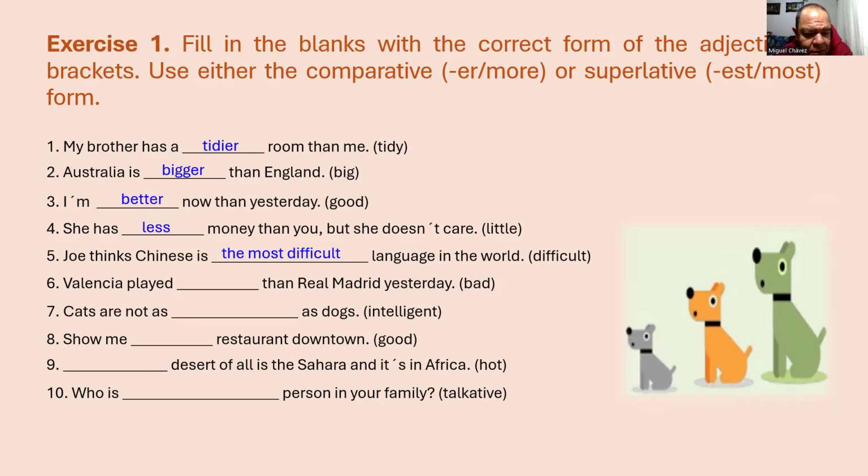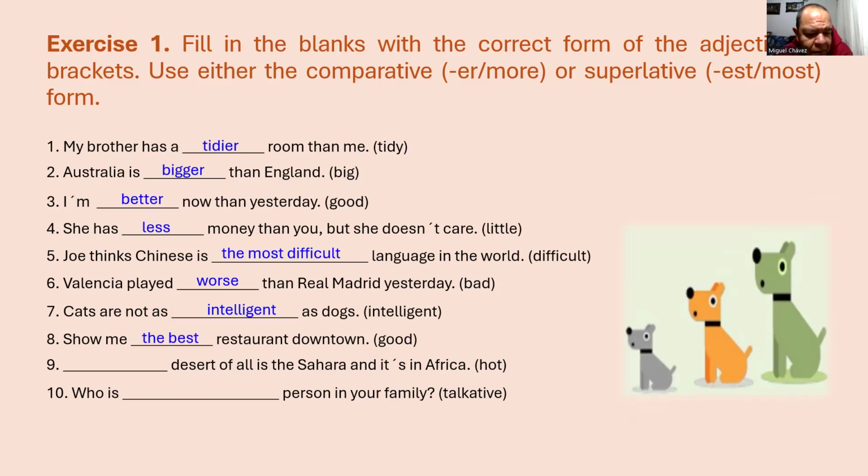Number 6. Valencia played worse than Real Madrid yesterday. Number 7. Cats are not as intelligent as dogs. Number 8. Show me the best restaurant downtown.